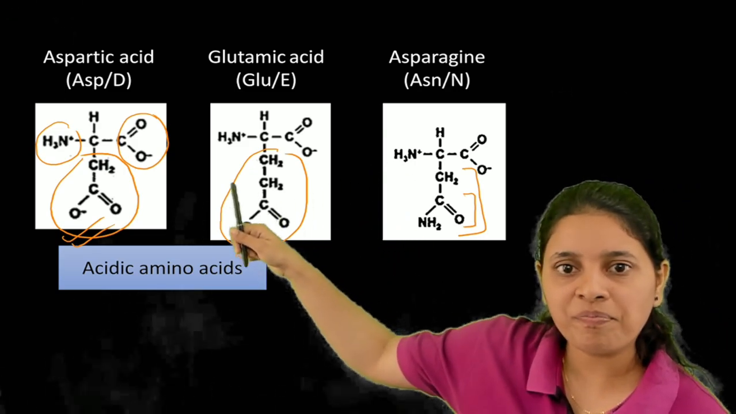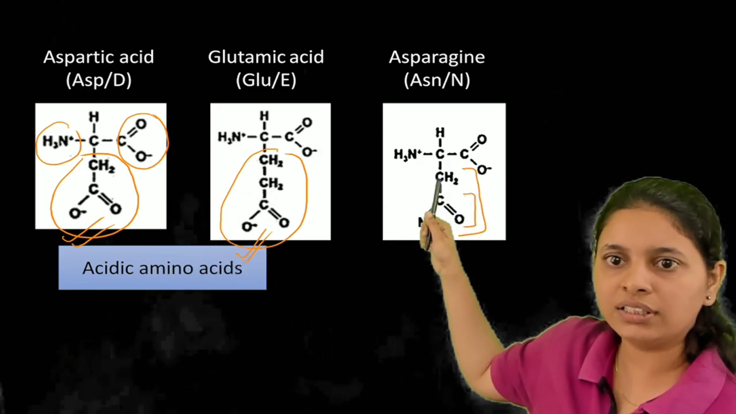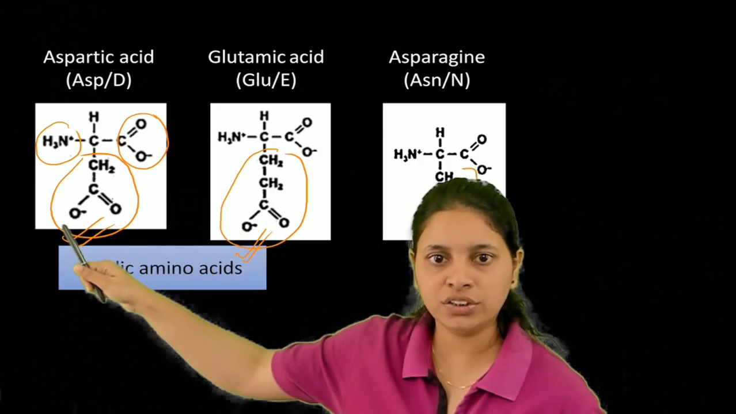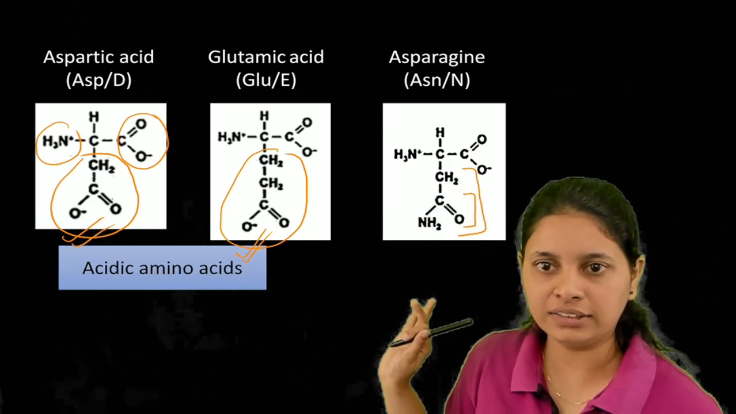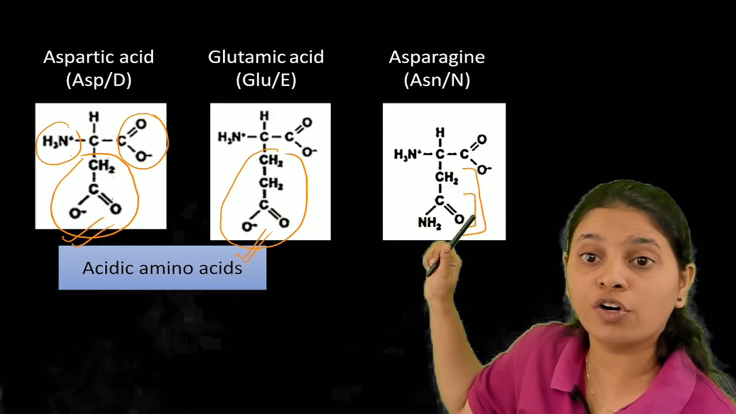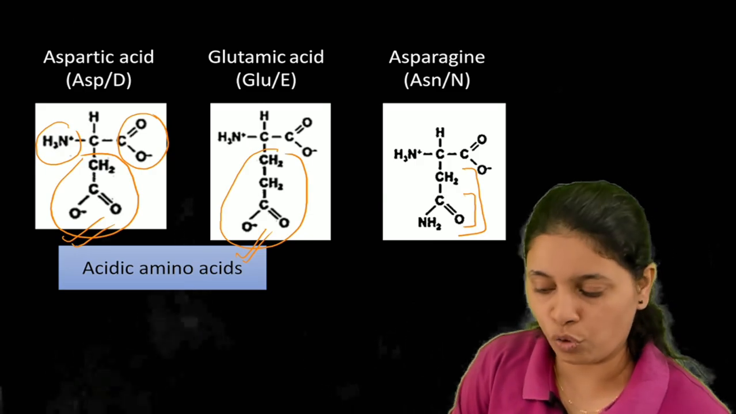As you can see here CH2, COOH, and over here CH2, C double bond O and NH2. So the OH got replaced by NH2. All other stuff is as it is, right? So from aspartic acid, you can easily remember the structure of asparagine. In asparagine, we have this amide group.